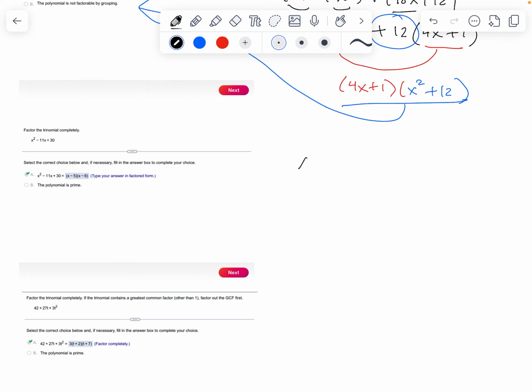Alright, next one here. We have x squared minus 11x plus 30. So we want to find the two numbers that when combined together give us negative 11, and when multiplied give 30. You just have to think about it, and for me it comes to mind that it's negative 5 and negative 6, right? So negative 5 minus 6 gives negative 11, and negative 5 times negative 6 gives 30.